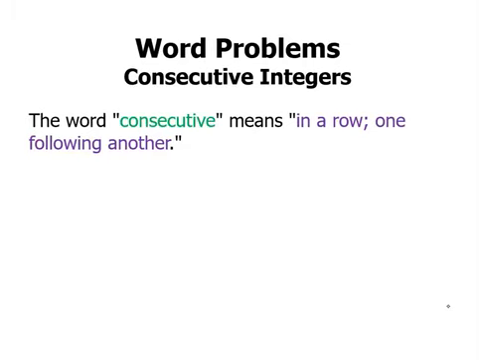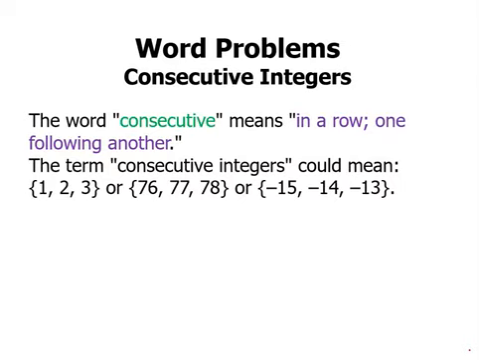Now we'll talk about a particular kind of problem that combines integer properties thinking with algebraic thinking about consecutive integers. The word consecutive means in a row, or one following the other. So the term consecutive integers could mean any number of integers in a row. Could be the numbers from 1 to 100 or just 1, 2, 3.